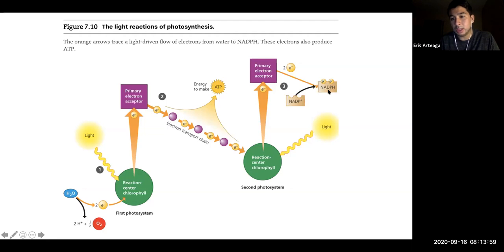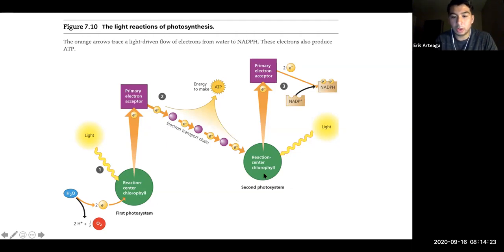NADP turns into NADPH after the electrons get passed off to it. These electrons will then be utilized to carbon fixate, right? To grab carbon dioxide. This energy will be used to grab carbon dioxide, and then this NADPH, these electrons will be used to stick those CO2 molecules together in order to make glucose, okay? And that's essentially what you need to know, all right?